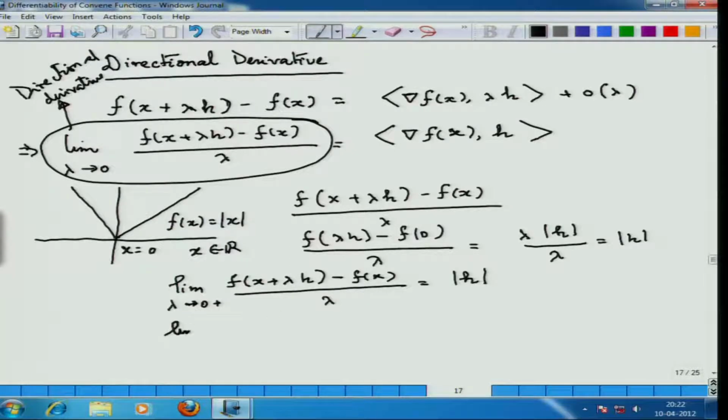Now, when it goes from the left, both these two limits do not agree, and so I cannot say anything about differentiability, and you know that the function is not differentiable. So, the directional derivatives in both ways do not agree. So, the directional derivative in the sense of the limit being taken both ways need not exist for a convex function.